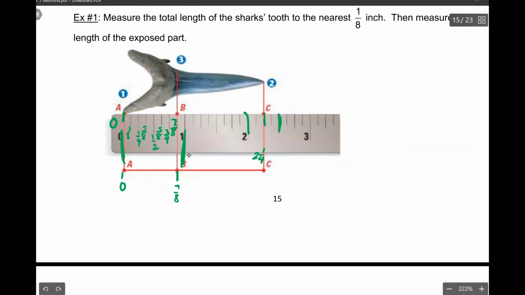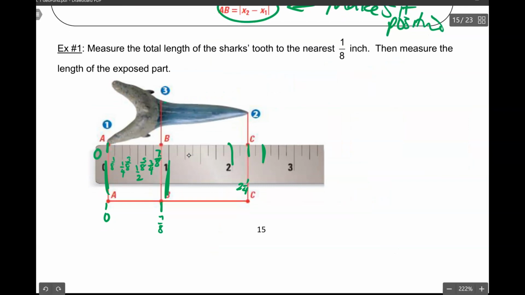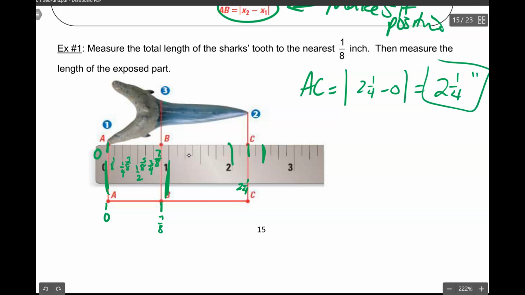So first thing we want is the total length of the shark tooth. If we're going from 0 to 2 and 1/4, what is the length? We have to take the absolute value of x2 minus x1. So my x2 is 2 and 1/4, and I'm subtracting x1, which is 0. And the absolute value is just going to be 2 and 1/4 inch. Exactly.